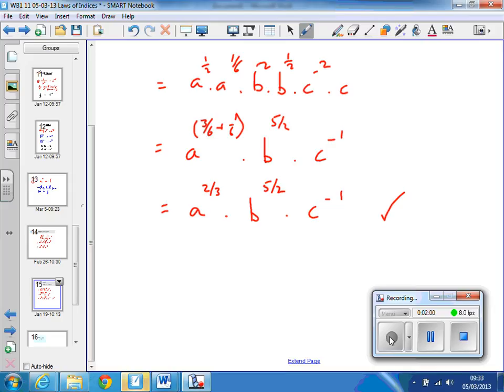However, from the point of view of the assignment, that would be fine. But if you're after a full understanding of this sort of thing, another step might be useful, because you can remember the next law of indices on fractions. This can be written as a to the 2/3. 2 is the power of a, and 3, the third underneath, is the root. So I can write this as the cube root of a squared.